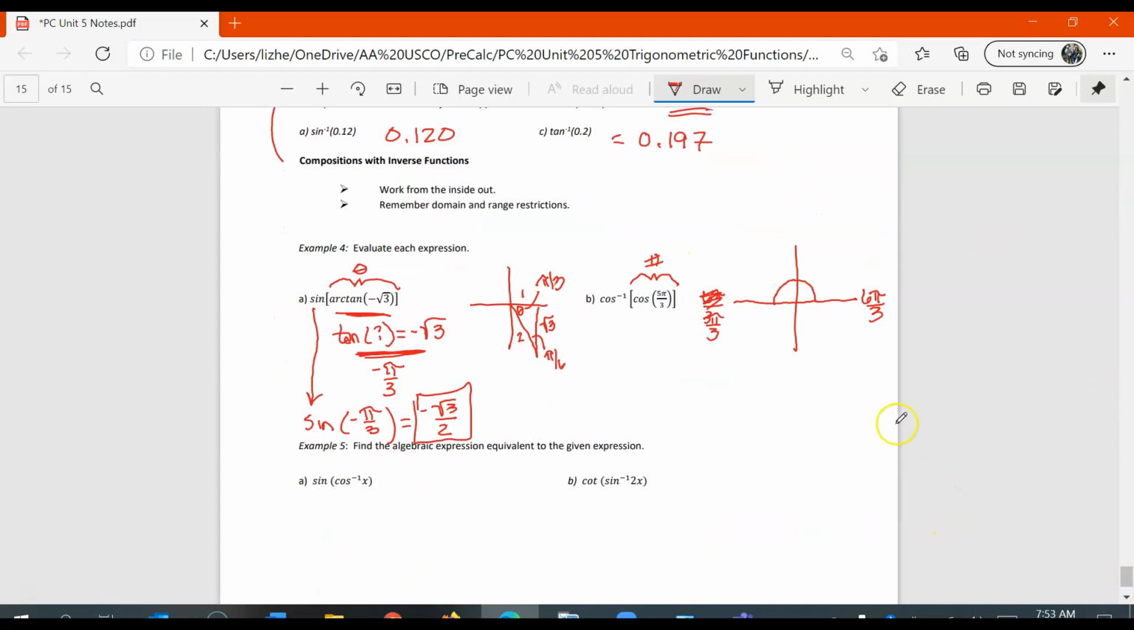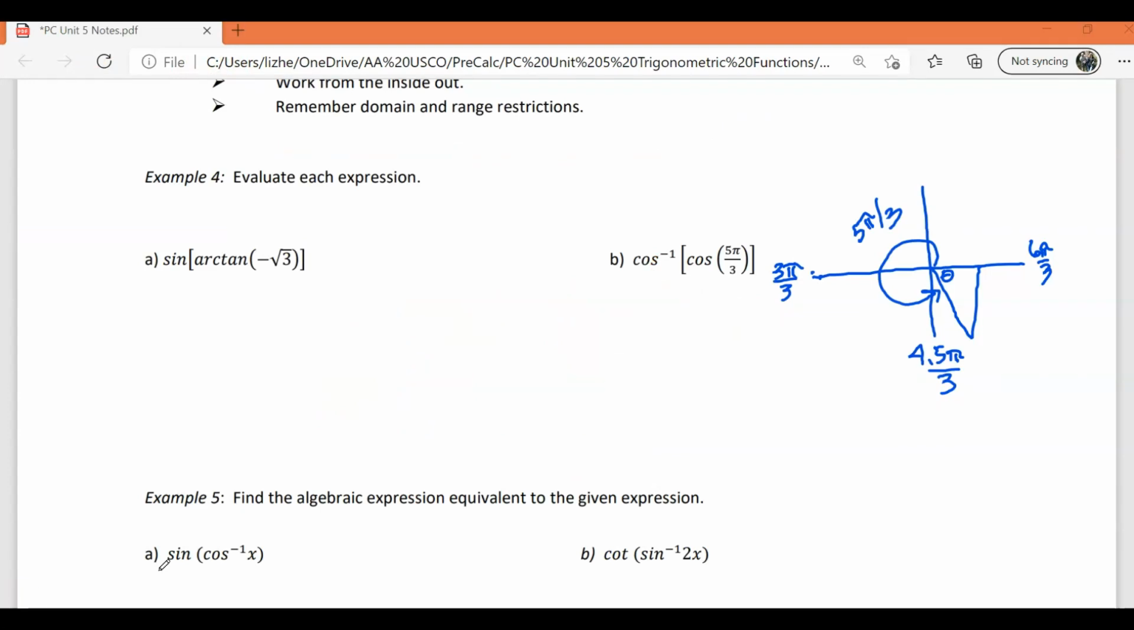Okay, I'm going to just say that 5 pi over 3 is 1/2. Hold on, let me pause you. Okay, I just had to close it all out and do it again.